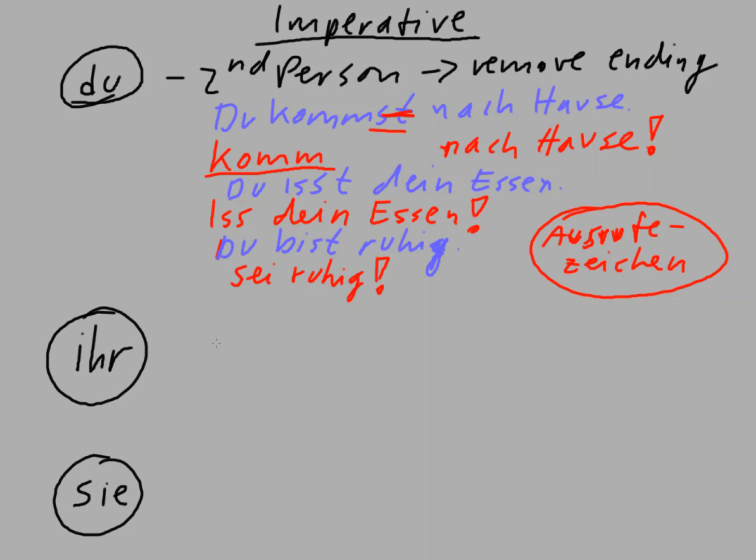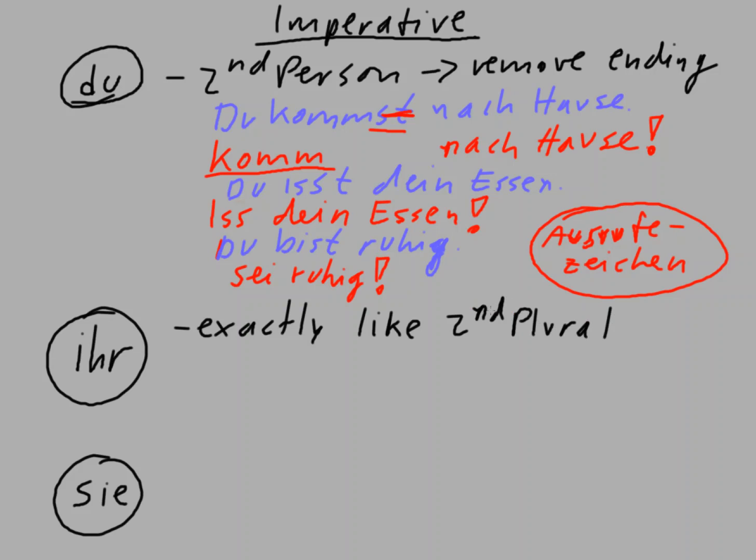Now the ihr imperative. Let's say you have two children and you want to tell them, hey guys, be nice, or hey guys, come over here. Or let's say you have five children, same thing. So it's more than one person, second person plural, right? And the good thing is it's exactly like the second person plural. Nothing changes.